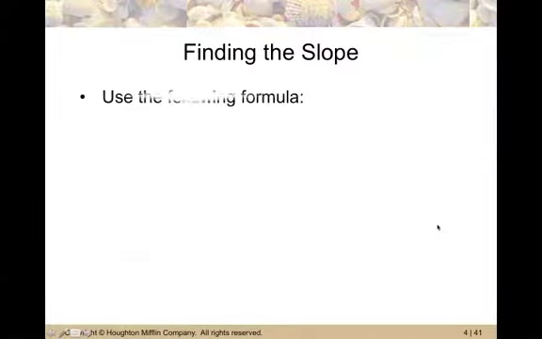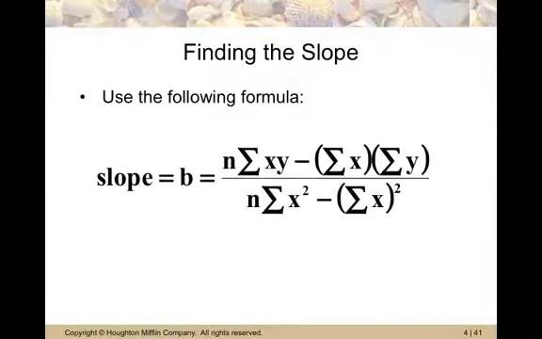So for finding the slope, you're going to use the following formula. You're going to use that b is equal to n times the sum of the product of xy minus the product of the sums of x and y, all divided by the difference between n times the sum of x squared minus the sum of all the x's squared.